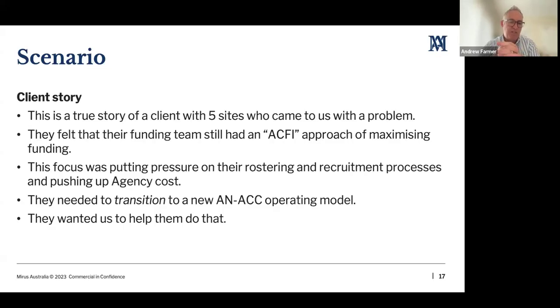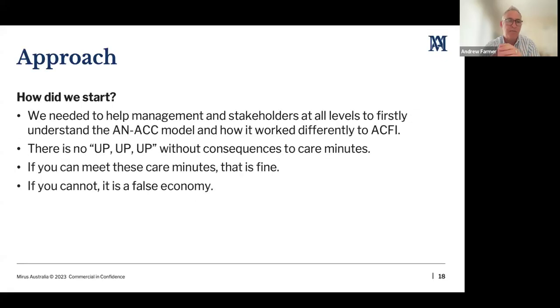So they wanted to transition to the new AN-ACC operating model, and they wanted us to help them do that. Perfect scenario. So what did we do? How did we start? The first thing we had to do is what we've just tried to start doing with Tyler there, is we actually needed to help the management and the stakeholders at all levels in the sites and in the central teams actually really understand the AN-ACC model and why it was different, how it worked different to ACFI. Now it's a little bit surprising after a couple of years that information is still not really well understood.